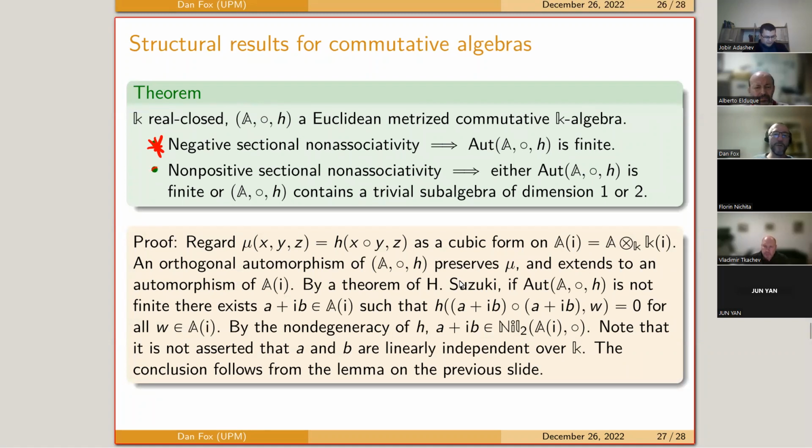And you have a slight, if you assume non-positive sectional associativity, you get either a finite automorphism group or that you have a trivial subalgebra of dimension 2. In fact, this case, you don't need to write this, it's a corollary of what's on the next slide. You have a trivial subalgebra of dimension 2. And the proof here follows from some previous results of Suzuki on automorphisms of symmetric forms on algebras.